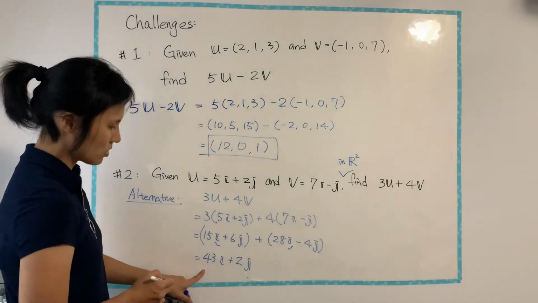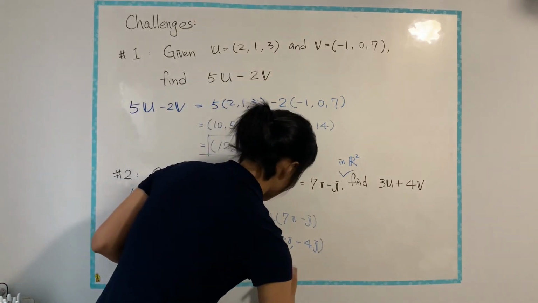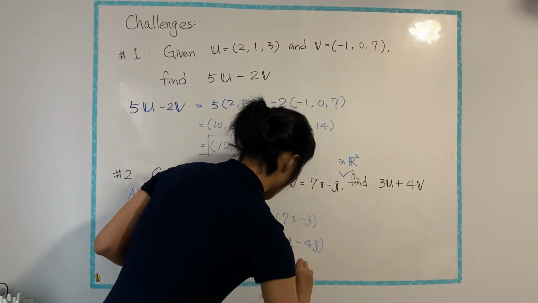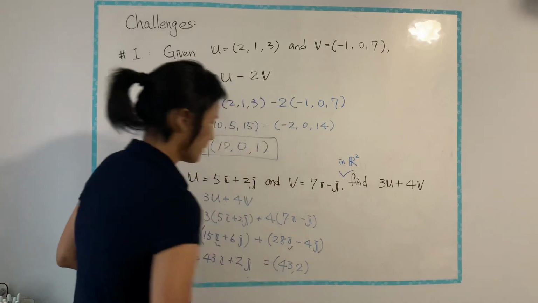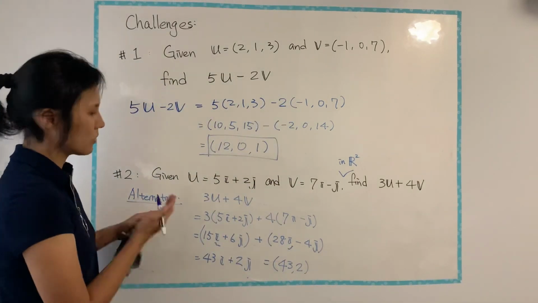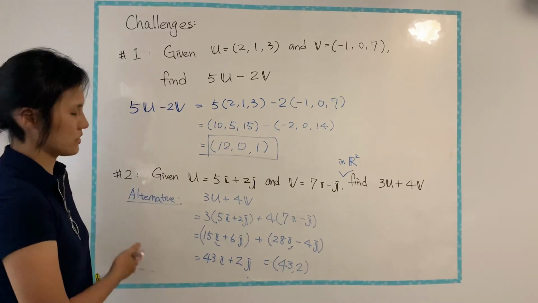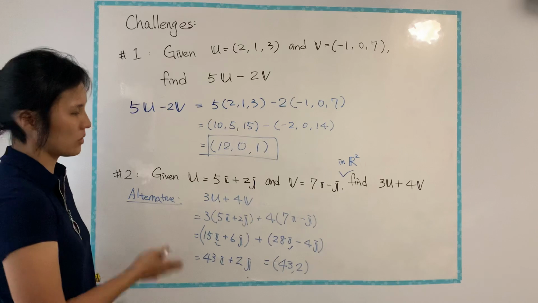According to the tip that we talked about, if you want to, you don't have to, you know this is the vector 43, 2. So these are just different ways of solving it. Whichever way you feel more comfortable with, you can just stick with it. All right.